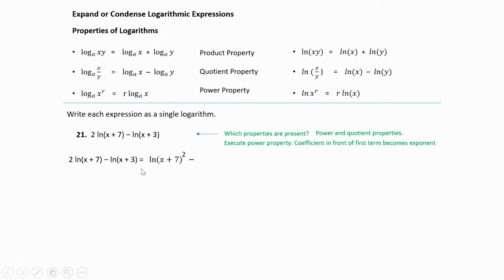Minus the ln of x plus 7. Then we apply the quotient property. Subtract means quotient. So it'll be the ln of x plus 7 squared over x plus 3. So this is what we're looking for.